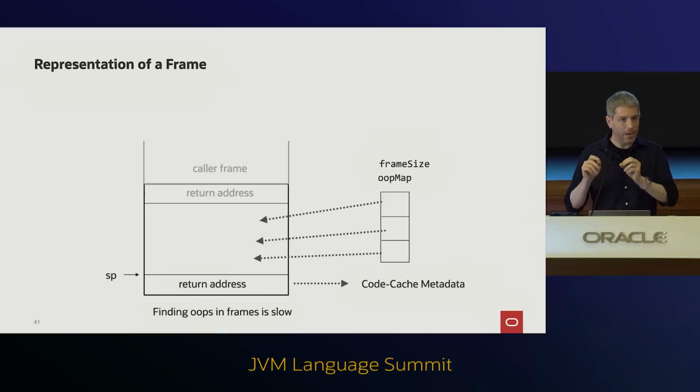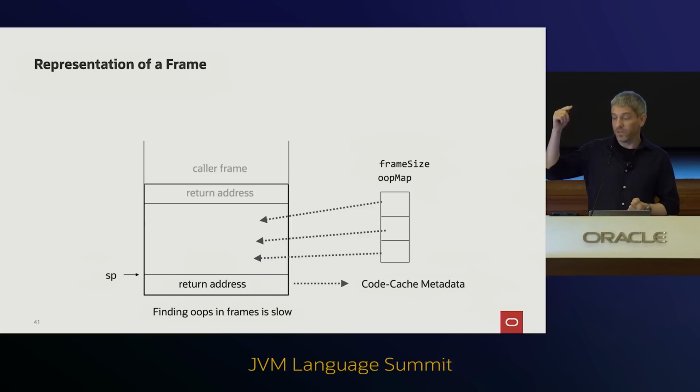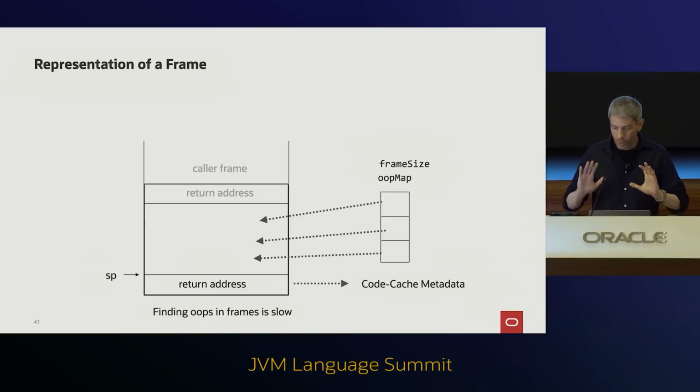The oop map says, at that point in time in the method, this is where the oops are in the frame. And that oop map is stored in some compressed data structure that we can parse to find the oops. In fact, we need to find that metadata just to walk the stack, because we don't even know how big the frame is. We don't know where the caller frame is unless we look it up in that metadata. That's not written anywhere inside the frame. All we have is a return address.